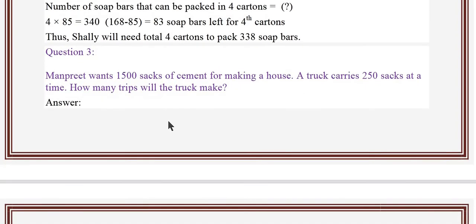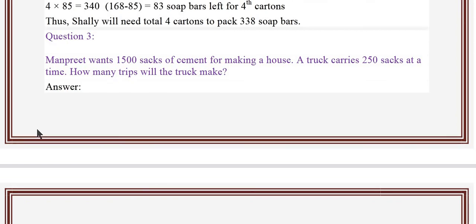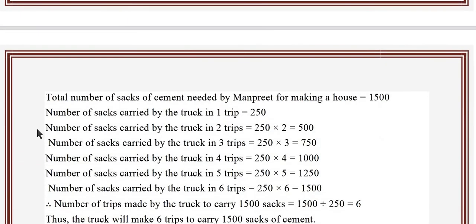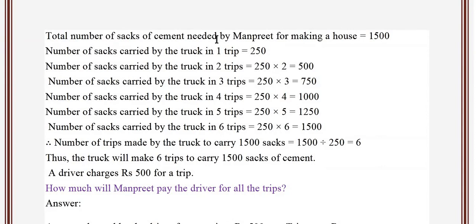Now, question number 3. Manpreet wants 1500 sacks of cement for making a house. A truck carries 250 sacks at a time. How many trips will the truck make? If one trip is there, then 250 sacks. So Manpreet needs 1500 sacks. The total number of sacks of cement needed by Manpreet for making a house is equal to 1500.